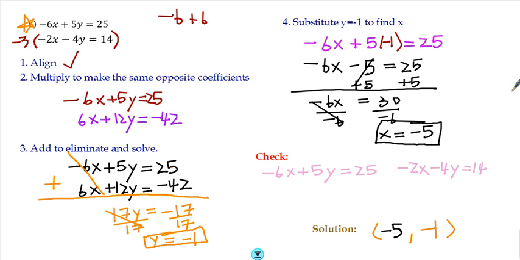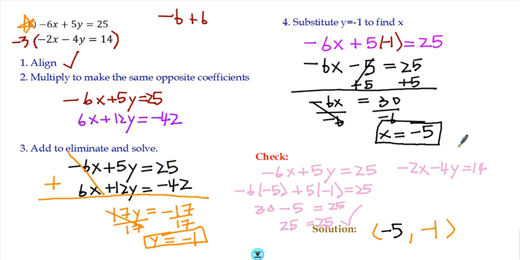But x is negative 5, so this is going to be negative 6 times negative 5 plus 5 times negative 1 equals 25. Negative 6 times negative 5 is positive 30. 5 times negative 1 is negative 5. So I'm going to put 30 minus 5 equals 25. Let's see if this is true. 30 minus 5 is 25, and that is equal to 25. So that works. The answer fits in the first equation.